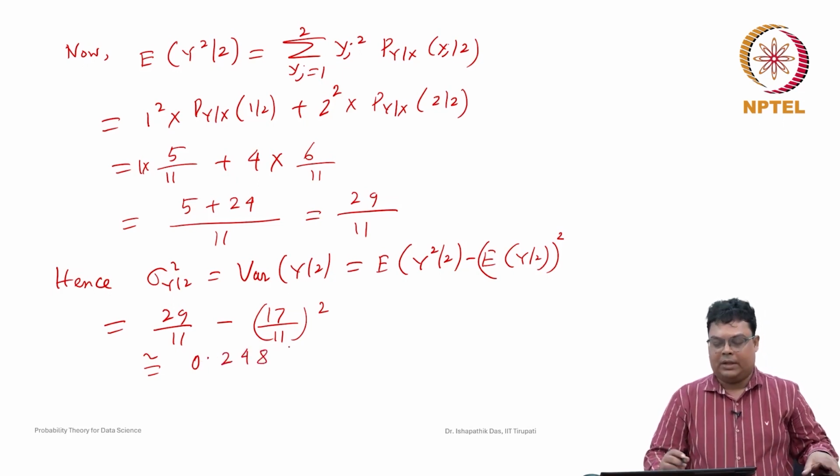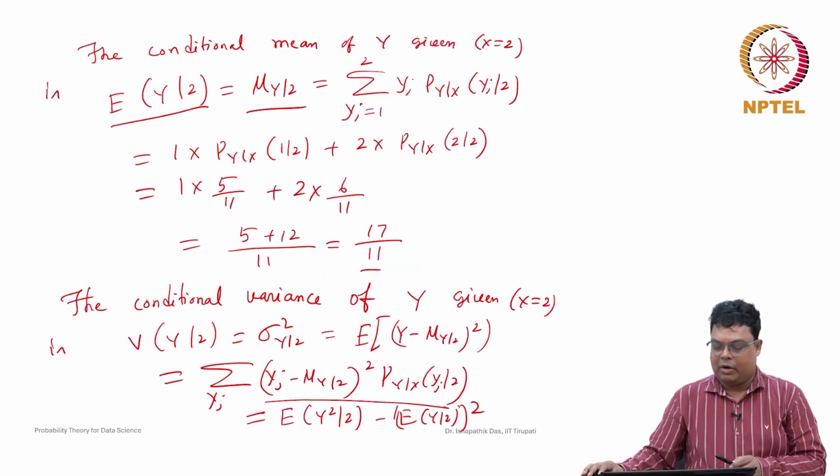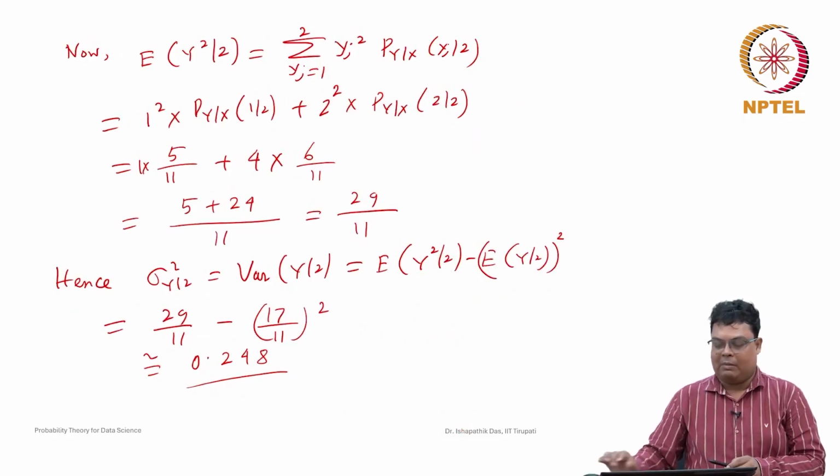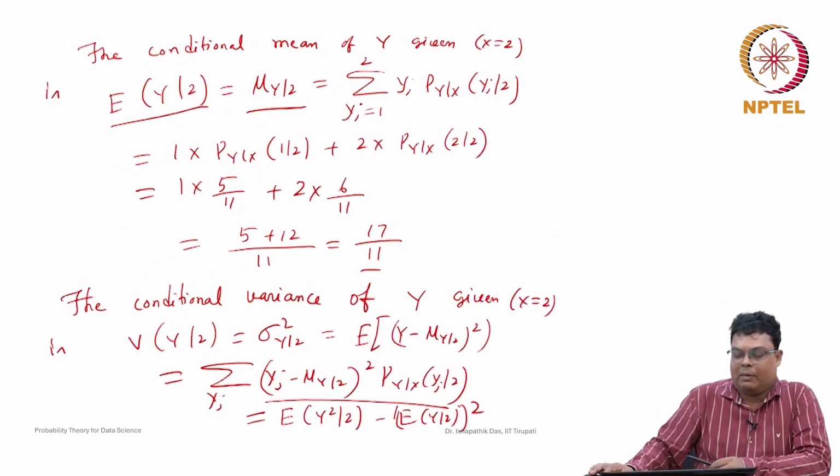So we just have to know the method. This computation you can do by calculator, but without knowing the method of how to find the conditional mean and conditional variance, you cannot come up to these steps. After that it is just simplification. I hope you have understood it.